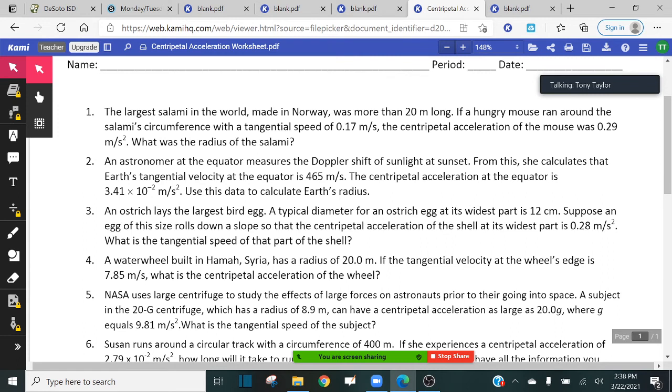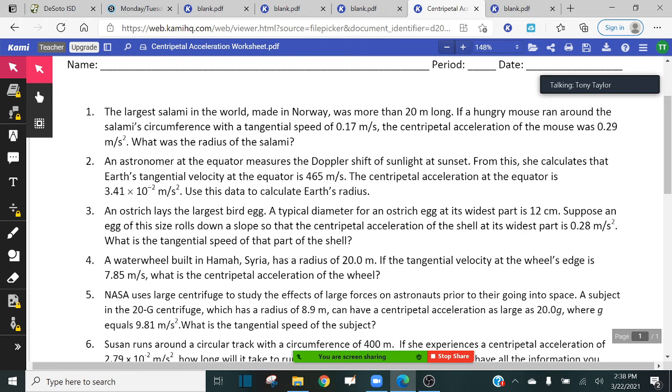Number 1 says the largest salami in the world is made in Norway and was more than 20 meters long. If a hungry mouse ran around the salami's circumference with a tangential speed of 0.17 meters per second, the centripetal acceleration of the mouse was 0.29 meters per second squared. What is the radius of the salami?